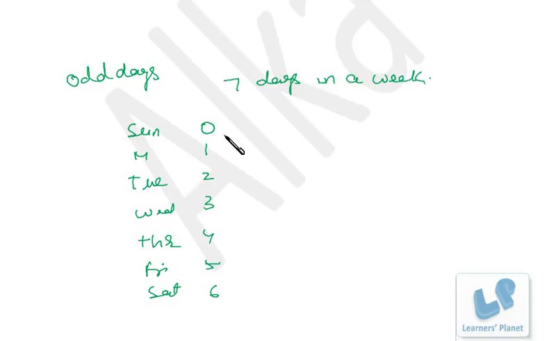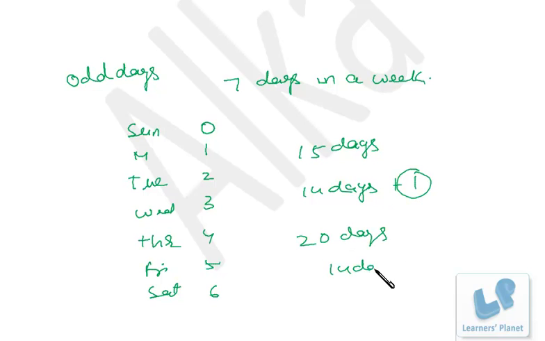Sunday we take as 0, the basis that is 0, and Monday is 1 more than 0, so it's 1 odd day. Tuesday is 2 more than 0, so that's 2 odd days. Wednesday is 3 more days than 0, so it's 3 odd days, 4, 5 and 6, right? Or precisely, any number of days which are more than the complete number of weeks in a given period is an odd day, right? Suppose 15 days. That means 14 days plus 1. That means 1 odd day. Suppose 20 days. So 14 days plus 6, that means 6 odd days, right?